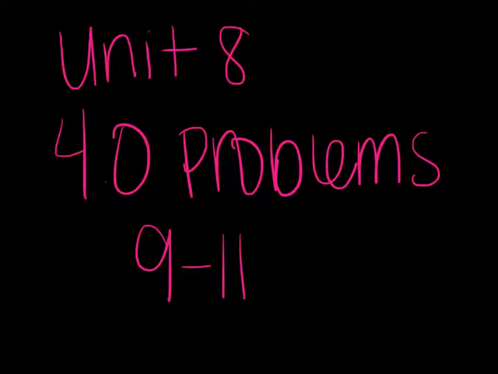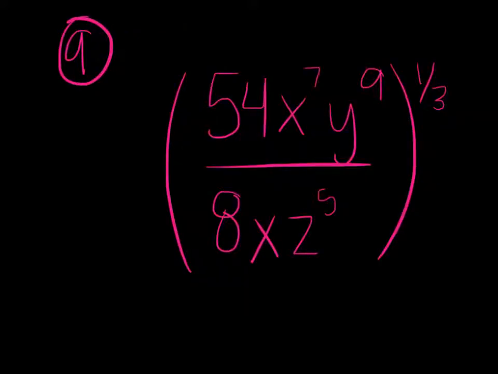This video is going to cover problems 9 through 11 on the 4.0 practice sheet. The original problem on number 9 is 54x to the 7th y to the 9th over 8x times z to the 5th, all of that raised to the 1/3 power.